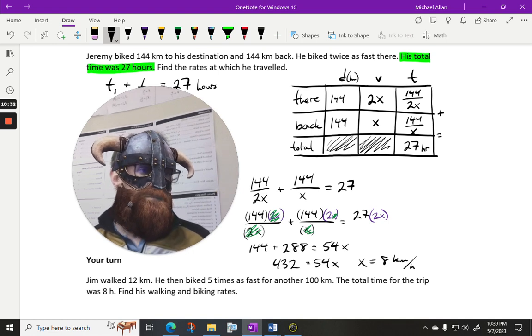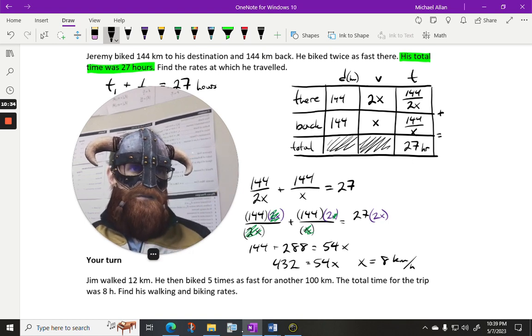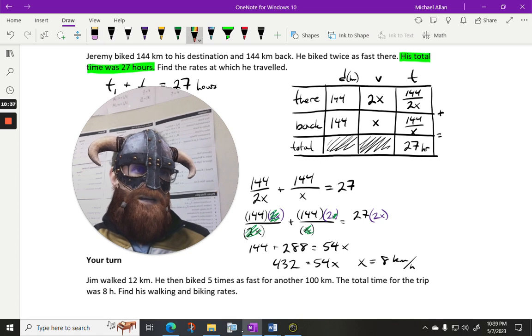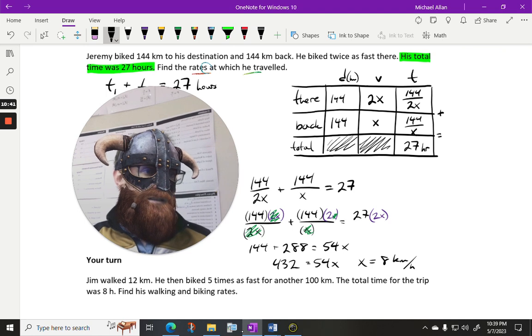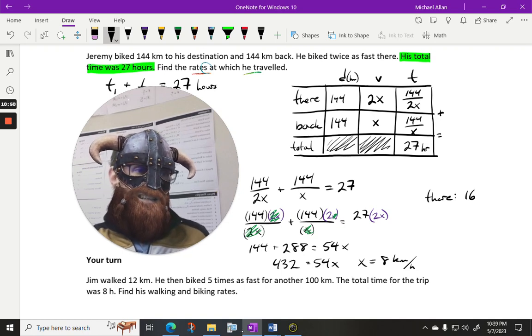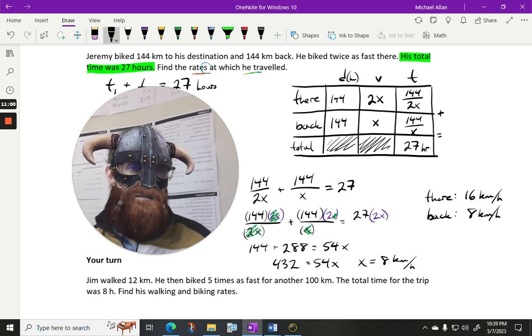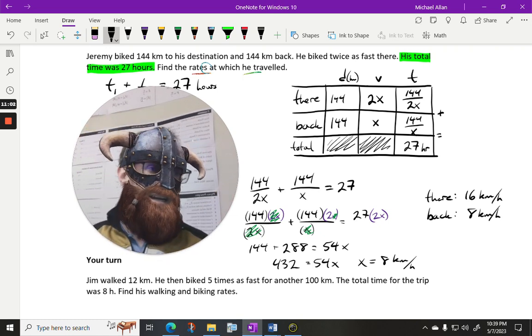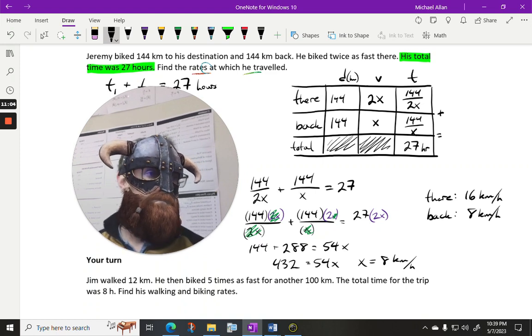Pretty cool. Okay, so it asks us to solve for two things. It asks us to solve for the rates in which he travels, so the rates. So both of them. So I'm just going to write on the side here, just a little paraphrase. There, he traveled 2 times that, so that means he's going to travel 16 kilometers per hour. And back, he just traveled x. So that's 8 kilometers per hour. So not concerned about sig digs. This is not a science class. It's exactly 8, exactly 16. So that's it.